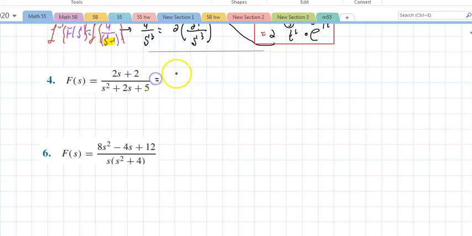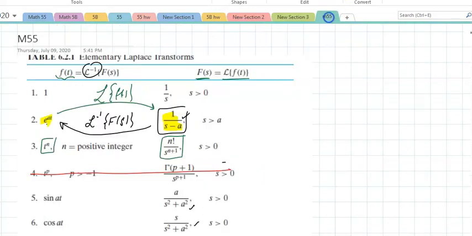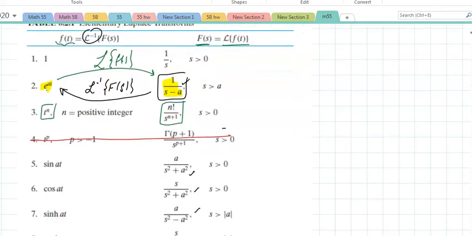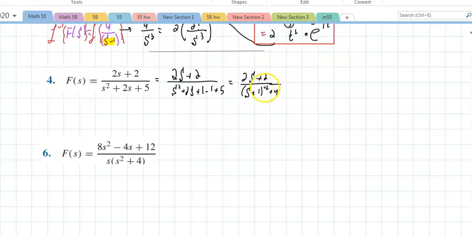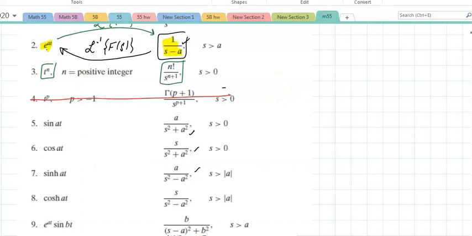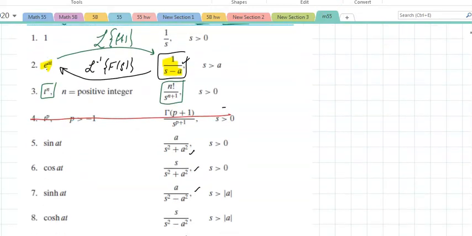So if I play with this, I'll say this is 2s plus 2 over, and if I complete the square, that's s squared plus 2s plus 1 minus 1 plus 5. That is twice s plus 2 over s plus 1 squared plus 4. And if I look at the table, I'm trying to figure out where I have something like that. It looks like it is s plus 1 squared plus 4. Well, this is what I notice.